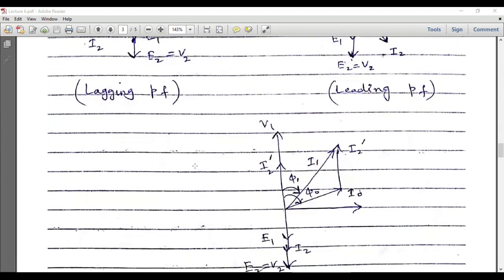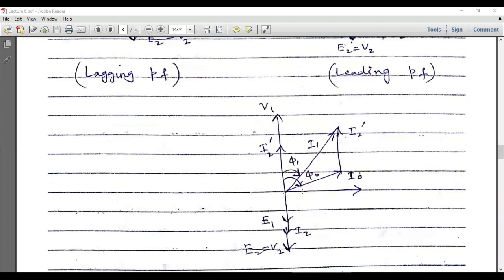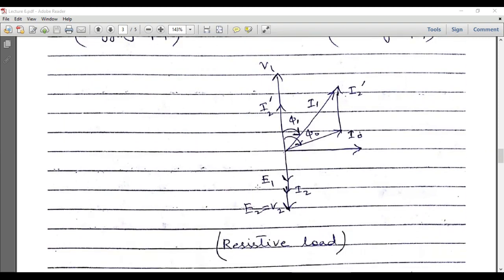For a unity power factor load, I2 and E2 will be in phase, and this is the flux, this is I naught, and I2 dash will be upward. We can place this I2 dash vector over the head of this I naught vector, and their vector sum will be called I1. So this is phi naught, the angle between V1 and I naught, and phi 1 is the angle between V1 and I1. So that is all about the overall phasor diagrams of the transformer at loaded and unloaded conditions for practical and ideal transformers.